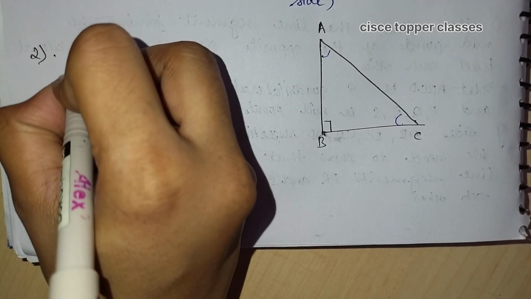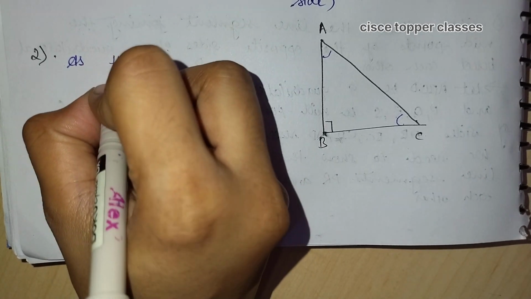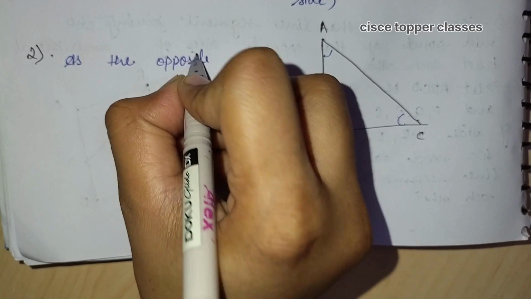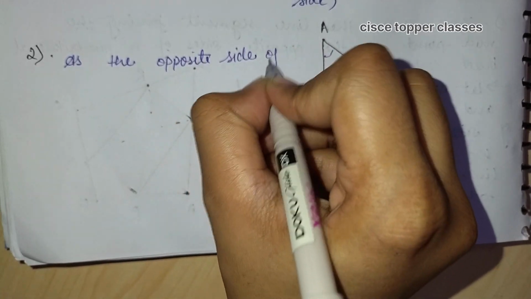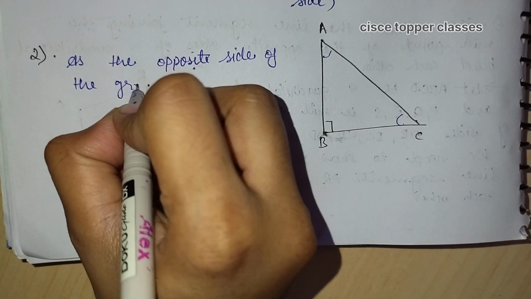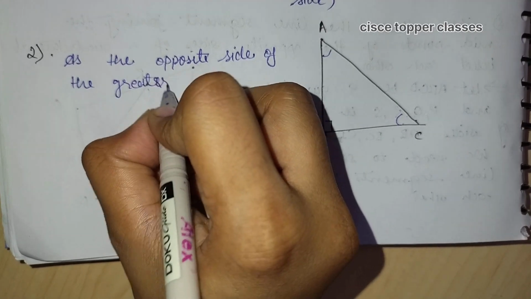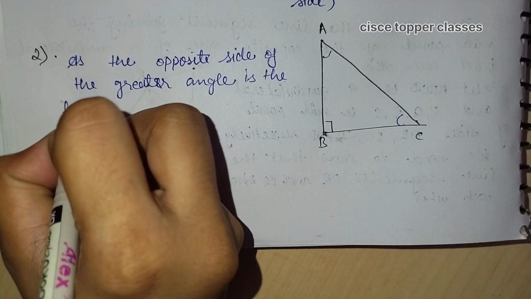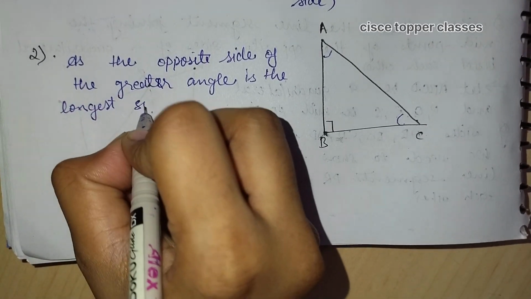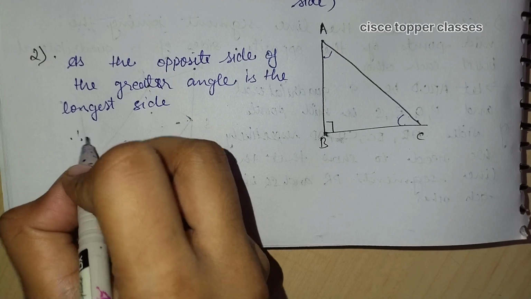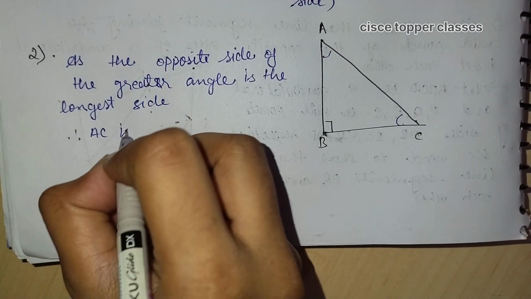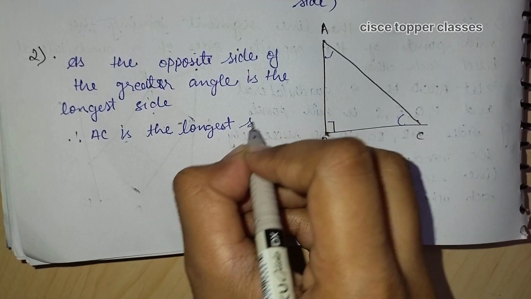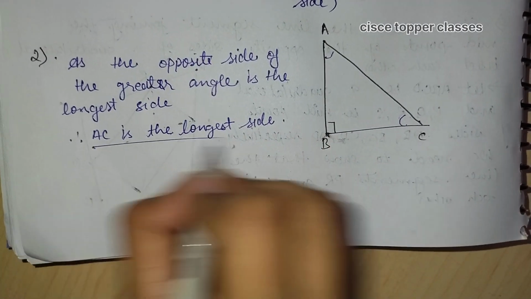Hence, as by theorem, the opposite side of the greater angle is the longest side. So simply we can write it as AC is the longest side in this triangle here. So this is the answer here.